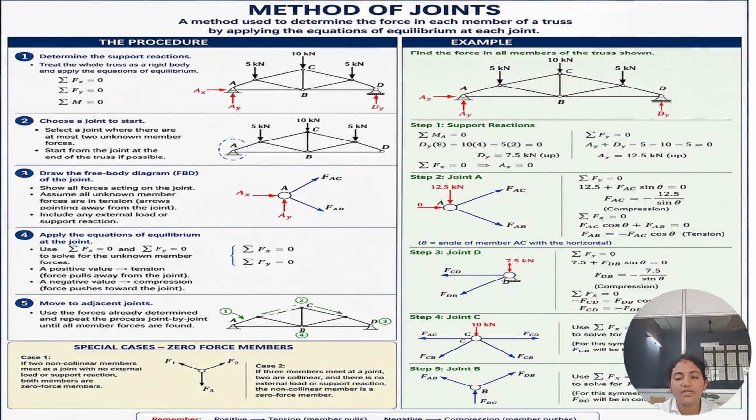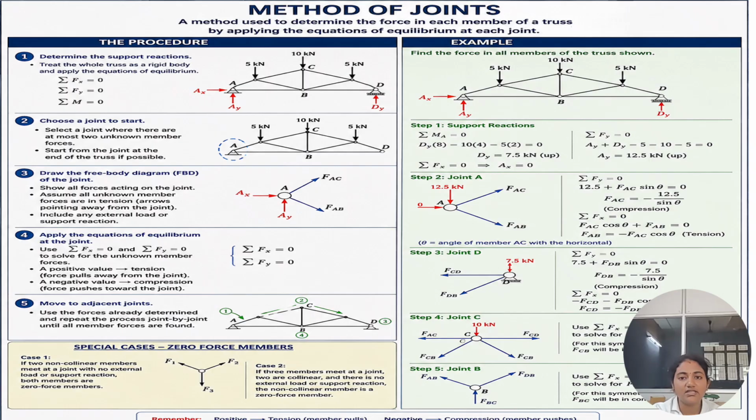And the method of joints. The method of joints is used to determine the force in each member by applying the equilibrium equations at each joint. By the method of joints, we can find the forces that act on each joint by the equilibrium equations. The support reactions are found by equilibrium equations, where summation Fx is equal to 0, summation Fy is equal to 0, and the moment summation M is equal to 0.